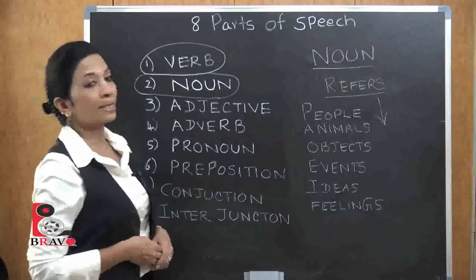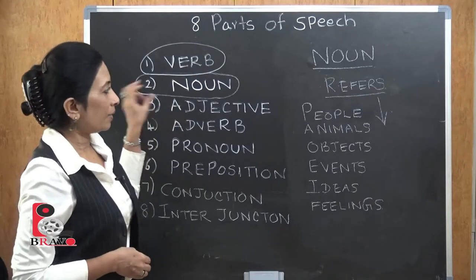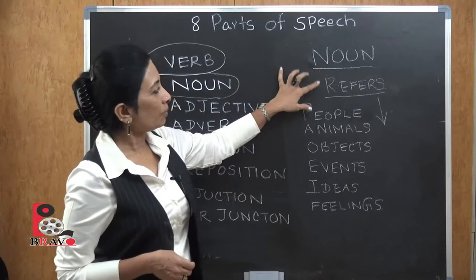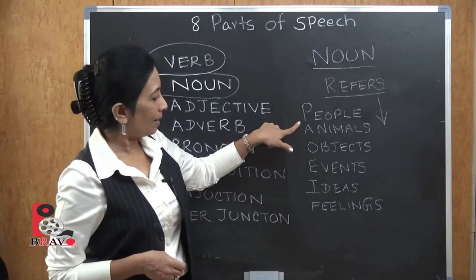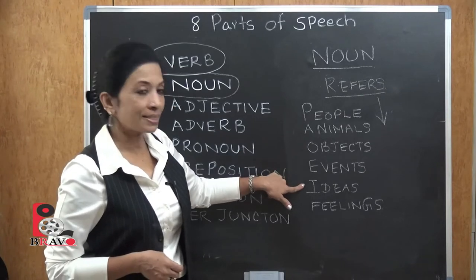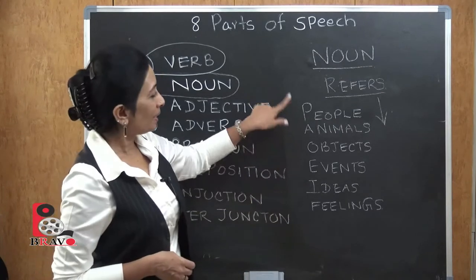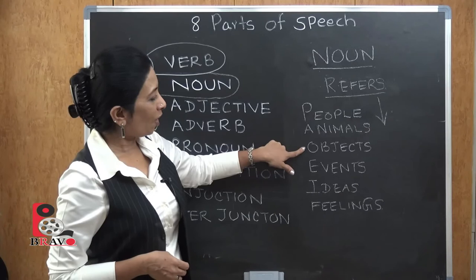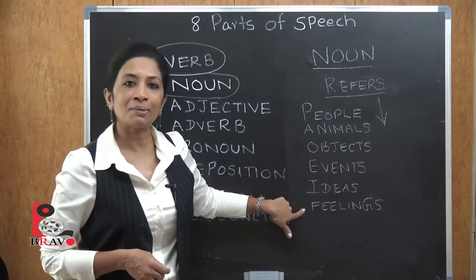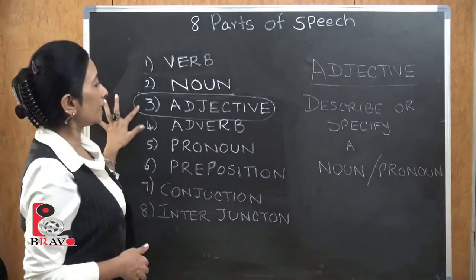Now the second part of speech of English is called the noun. Now let me give you some examples of the noun which is widely used. The noun refers to people, animals, objects, events, ideas and feelings. I repeat, people, animals, objects, events, ideas and feelings. So this is the second part of speech of the grammar. We have finished with noun and we are going to move on to the third one.